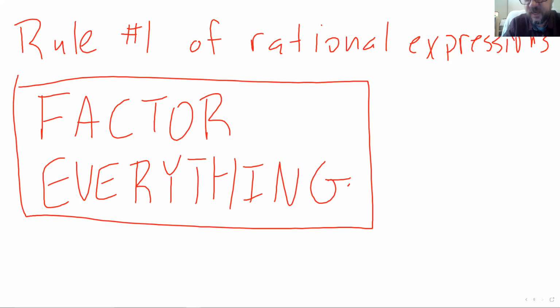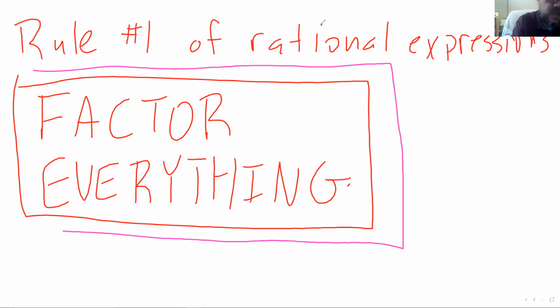I need a second box to really highlight this. Magenta, that's a nice highlight color. Look at how garish that is. You can't possibly forget something that garish. Factor everything. That's rational expressions rule number one, factor everything. If you do this, it makes things so much easier. So you're going to want to get good at factoring, or this will probably make you good at factoring, to be fair. But yeah, rule number one, factor everything. It becomes very obvious what to do once everything is factored. All the canceling is simple. Yeah, factor everything.